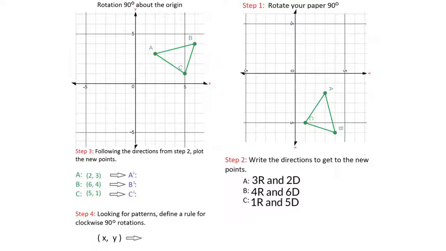Okay, so now that we have our directions written in step 2, we're going to use these same directions to plot our new triangle here in step 3. So it says, following the directions from step 2, plot the new points. And remember, we always need to start at the origin when following these directions. So let's start with A. It says it moved 3 to the right, 1, 2, 3, and 2 down, 1, 2. So we know our new point will land here.